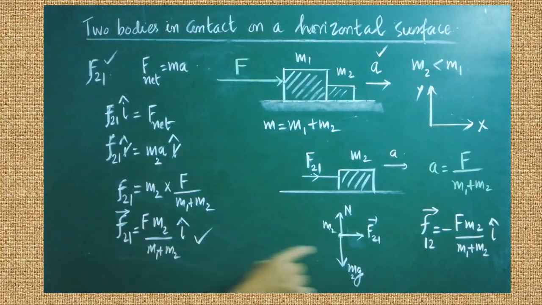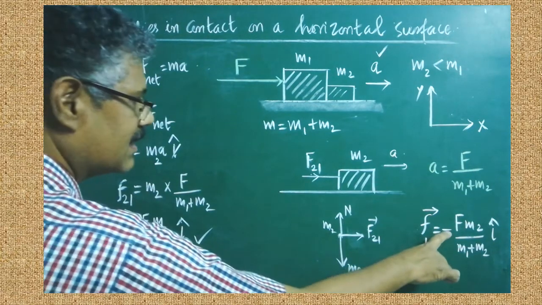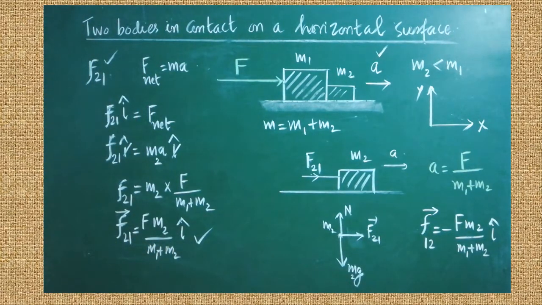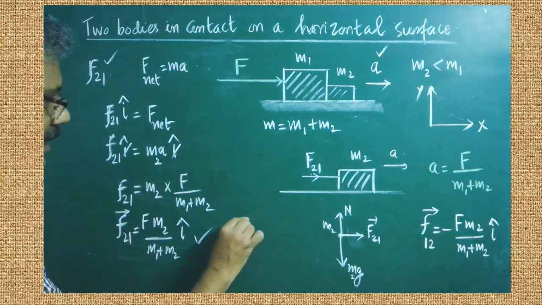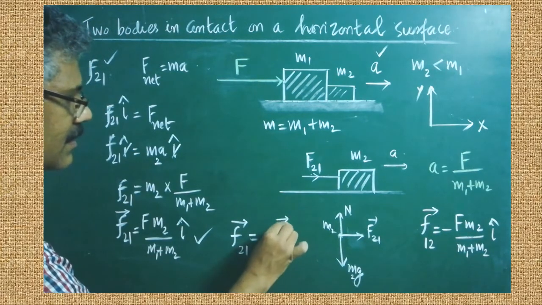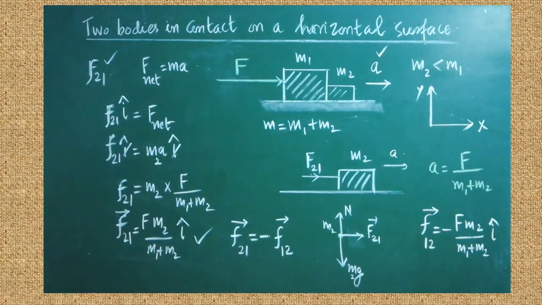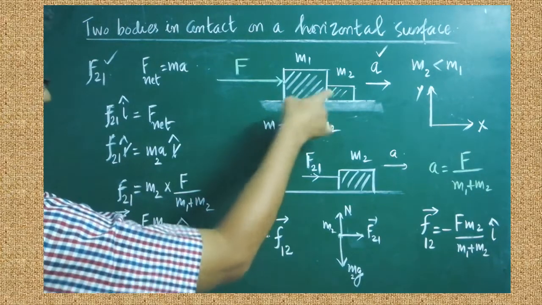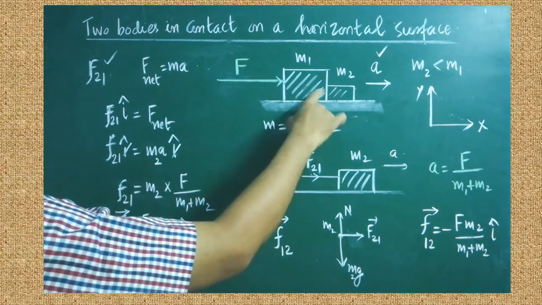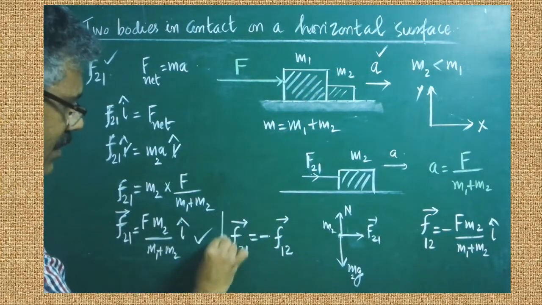Look at the similarity in both the magnitudes. Here the same expression, there the same expression. The only difference is that there the negative symbol is there, here the positive symbol is there. So it is concluded that the F21 vector, magnitude wise, is equivalent to the F12 vector, but it is acting in the opposite direction. Therefore the negative symbol must be written. These two masses exert an equal amount of force on one another, but in opposite directions. That is a very important conclusion.